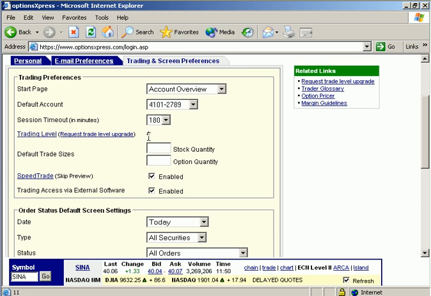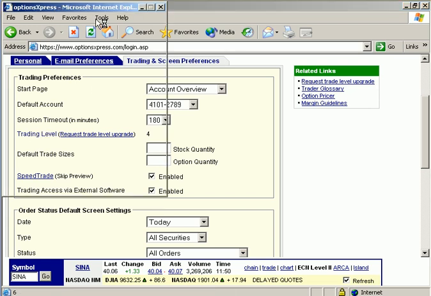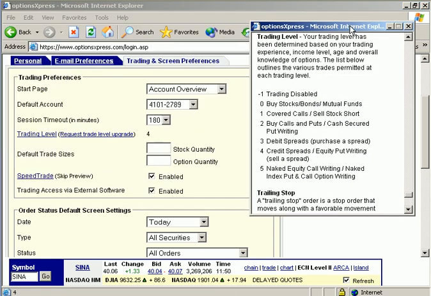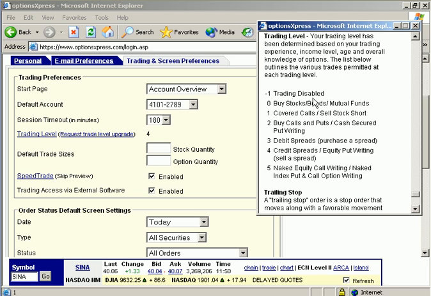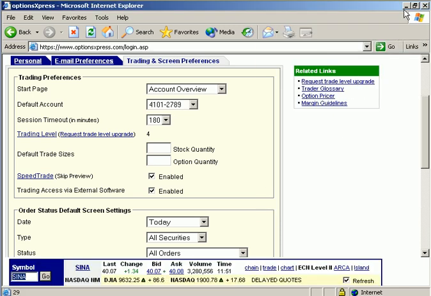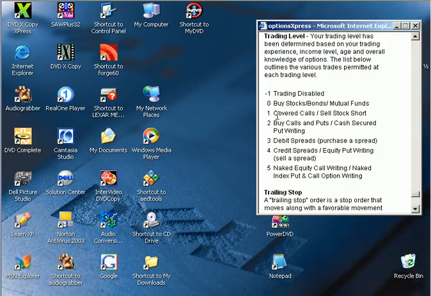I'm on level 4. And you can click on the trade level and it will show you what each level stands for. Okay, and right here, if you're negative, your account is disabled. And if you're a 0, you can actually buy stocks, bonds, and mutual funds. No options here at level 0. At level 1, you can buy covered calls, and you can do a short sale. At level 2, you can buy calls and puts, which are straight options. And you can do cash secured put writing, which is selling puts.